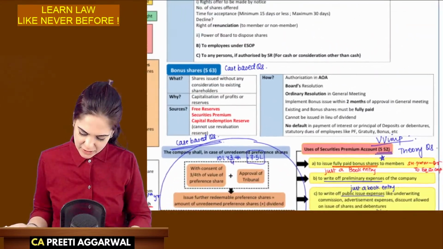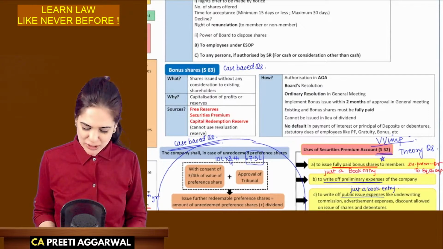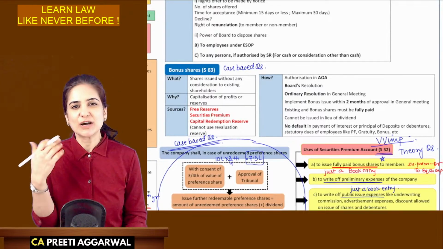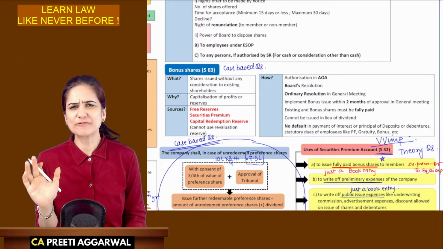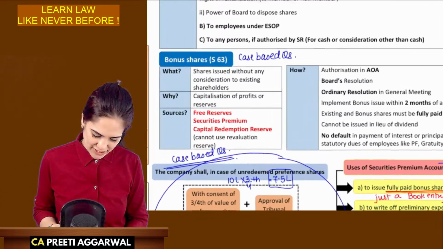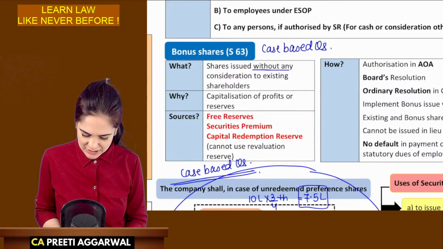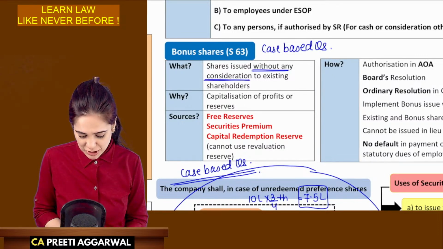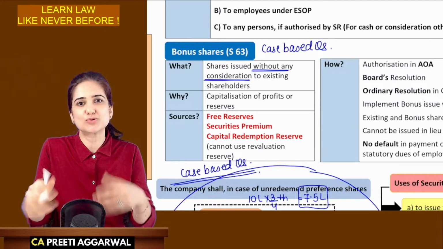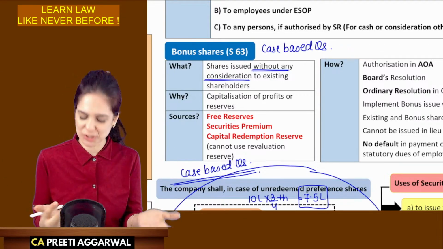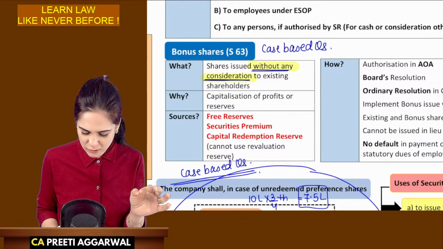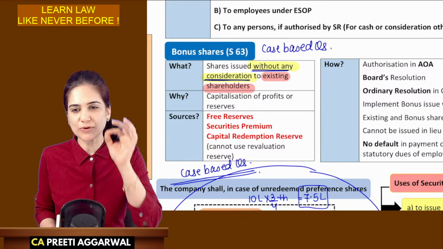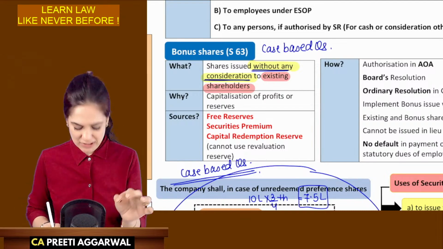Then we have bonus shares. Yes, bonus shares means shares which are given free of cost. Yes, we don't get any money for that. They are given free of cost. So bonus shares, they are shares which are given without any consideration, but they are given only to the existing shareholders. Of course, you will not give free shares to outsiders. You will give them to the existing shareholders. So what are the key words over here? They are issued without any consideration, and they are also issued to the existing shareholders. You need to write this in your answer.